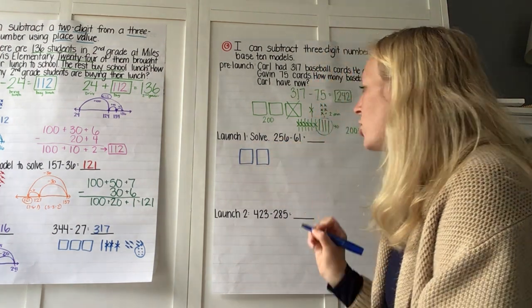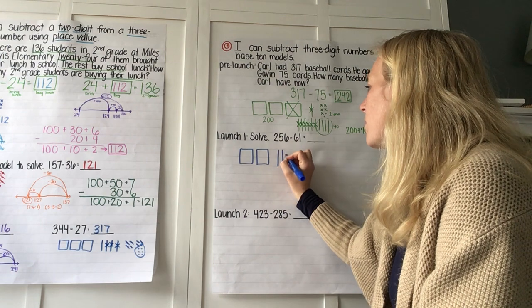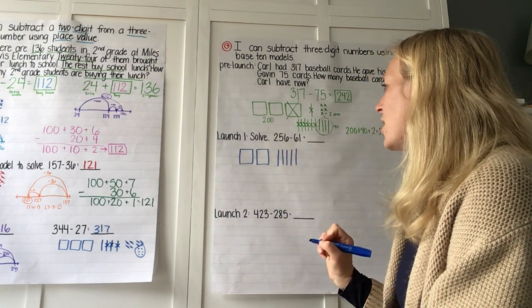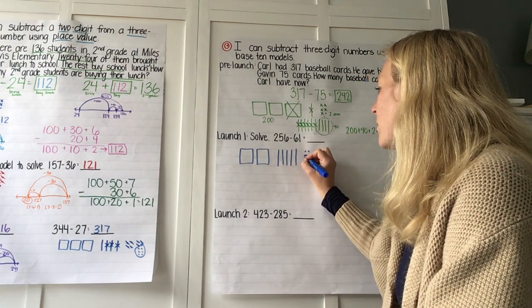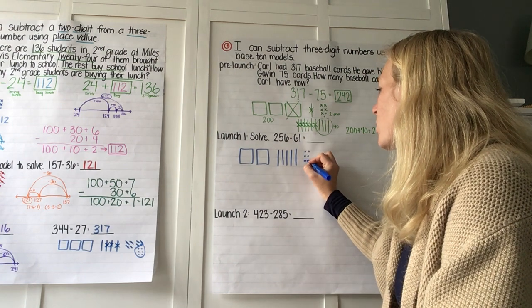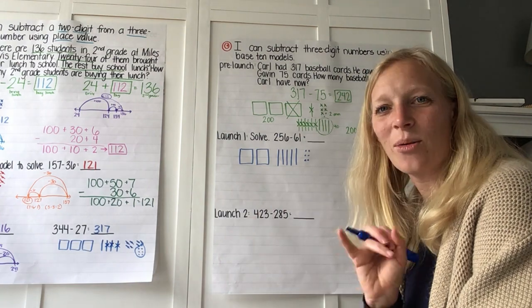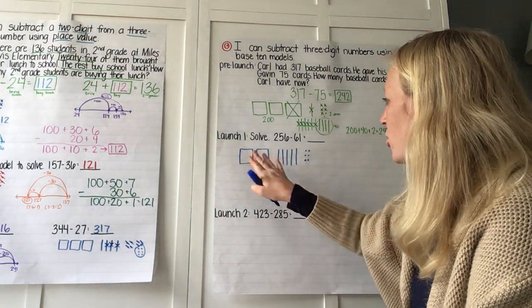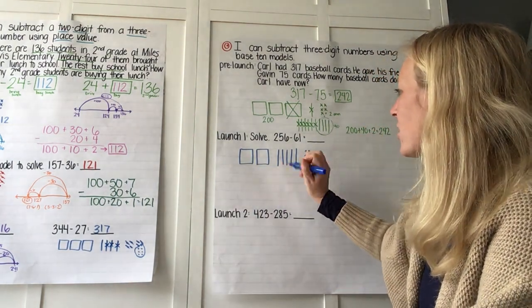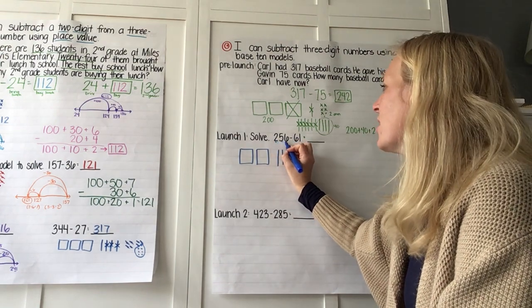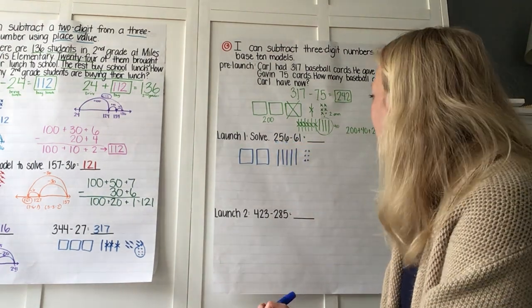Okay, so you said there was 200s, 5 10s, and 6 1s. Who else did this? Lots of hands, lots of wiggle waggles. So we have our 200s, our 5 10s, and our 6 1s. 200s, 5 10s, 6 1s. What did you do next?